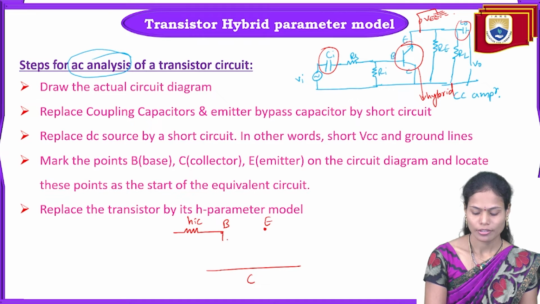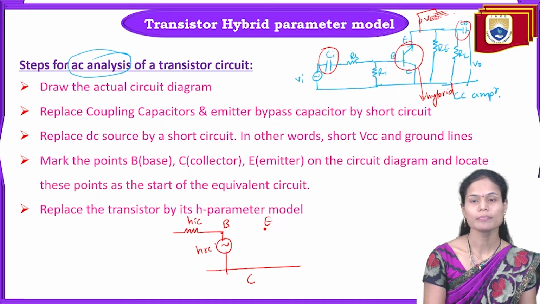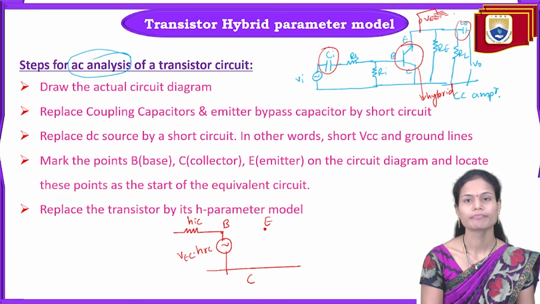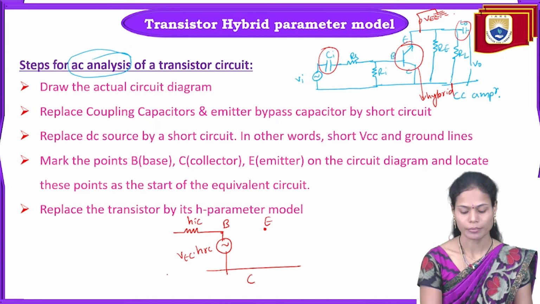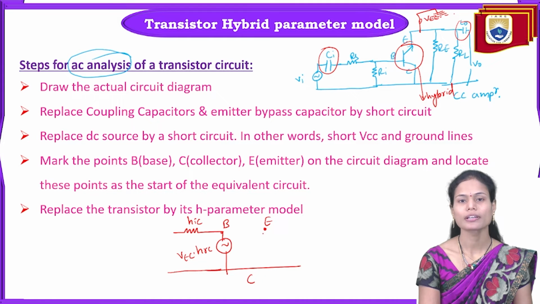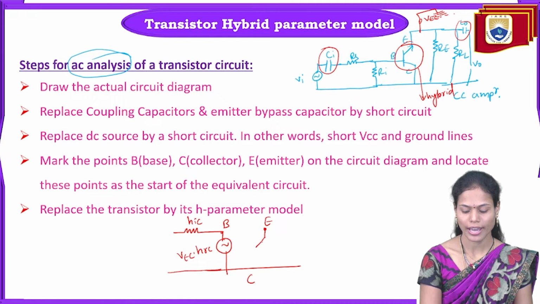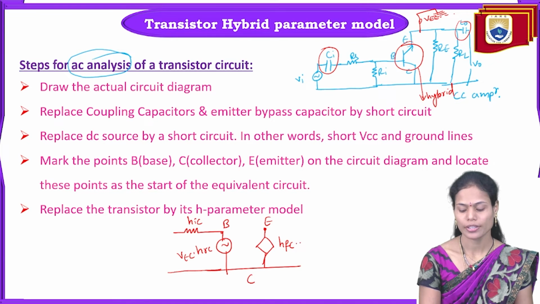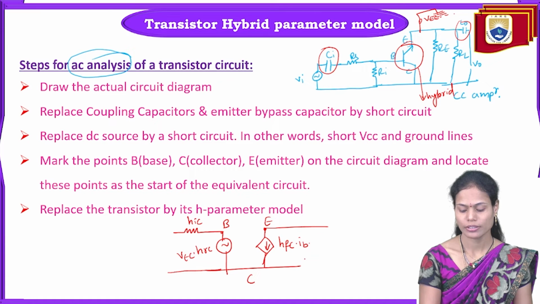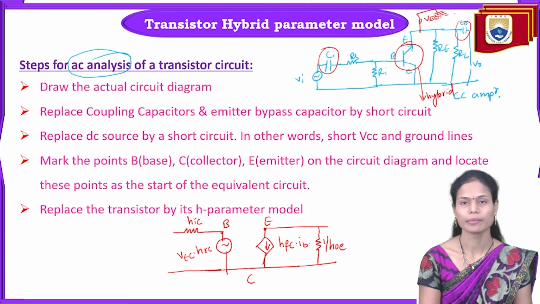And here we are also having HRC into VEC, the reverse voltage gain. And similarly across the output side, we are having the current gain HFC into the input current, here it is IB. And along with this, we are also having the output admittance.